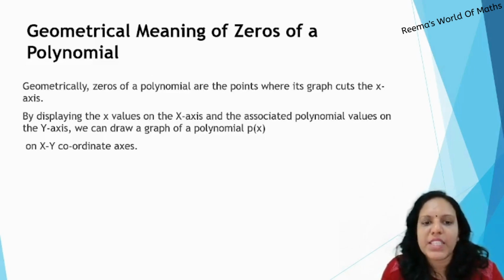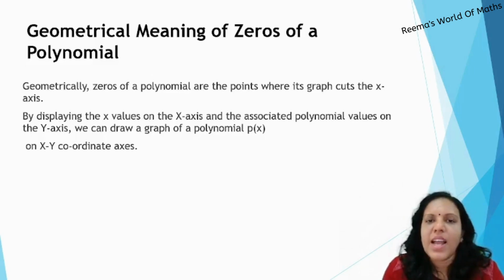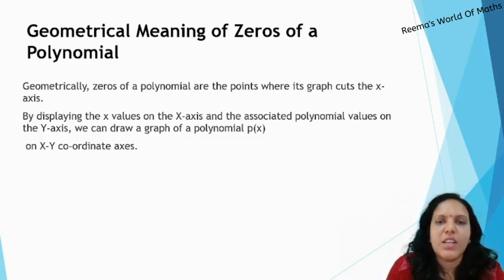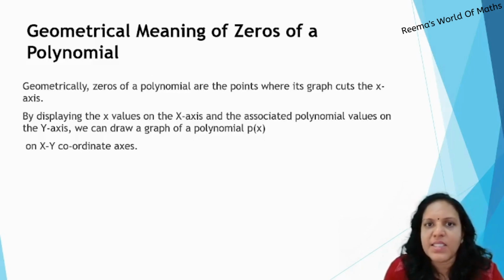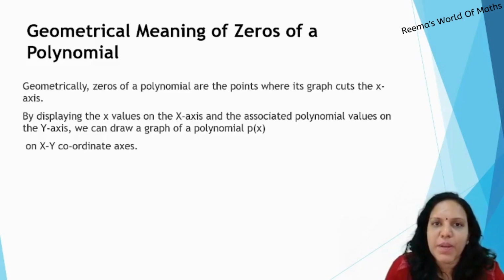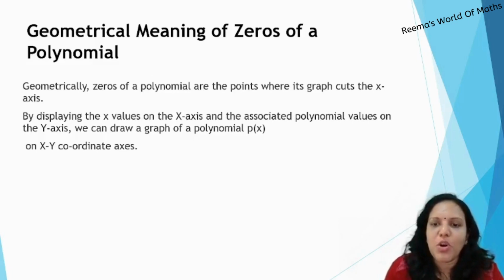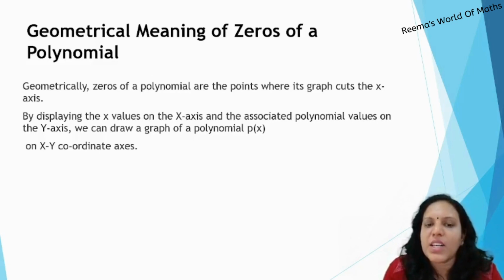By displaying the x values on the x-axis and the associated polynomial values on the y-axis, we can draw a graph of a polynomial p of x. We know in a graph there is an x-axis and a y-axis. So we will display the x values on the x-axis and the associated polynomial values on the y-axis. Then we will get the graph of the polynomial p of x on the xy coordinate axes. So now let's see how the zeros of a linear polynomial will look.